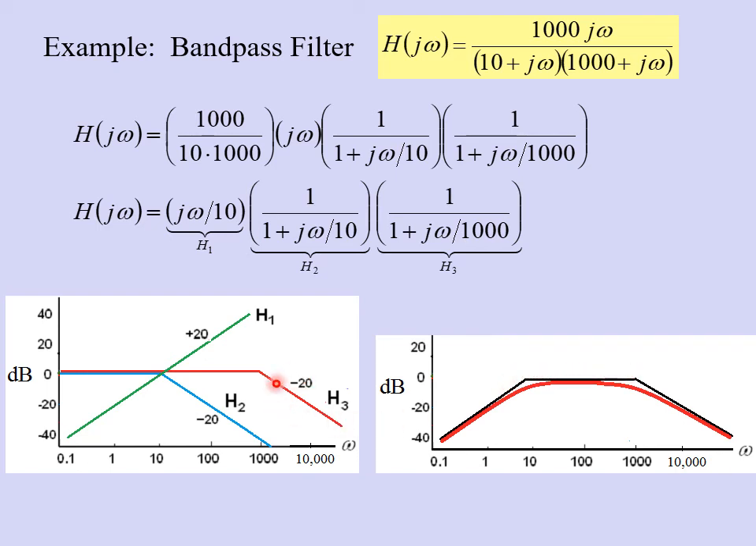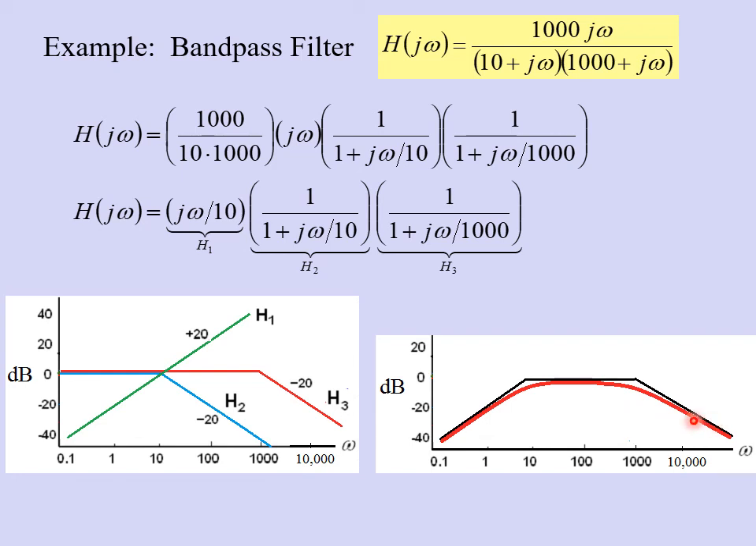Once I get to 1000, this corner here, this red line kicks in and contributes negative 20 decibels per decade. And remember, the green and the blue are canceling each other. So the net effect is minus 20 decibels per decade, which is shown right here. And we're done. And then finally, the last step is just to fill in the red line, which is the smooth curve approximation to these asymptotes. And so this shows what a bandpass filter looks like on a Bode plot.